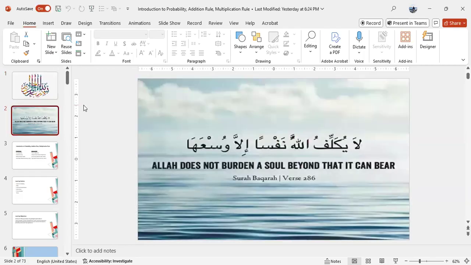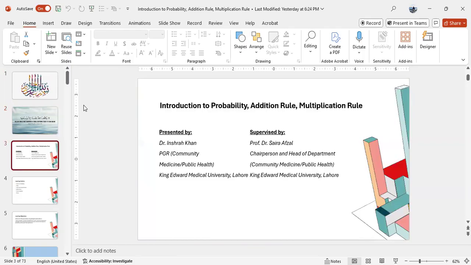The thought of the day is La yukallifullahu nafsan illa wus'aha. Allah does not burden a soul beyond that it can bear.